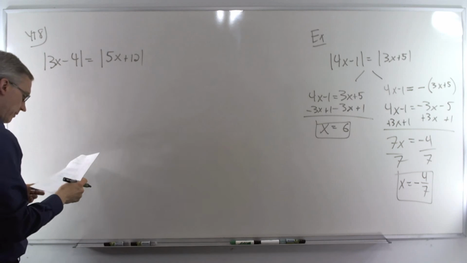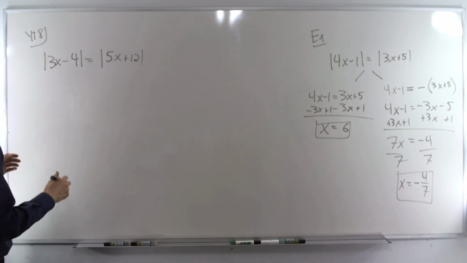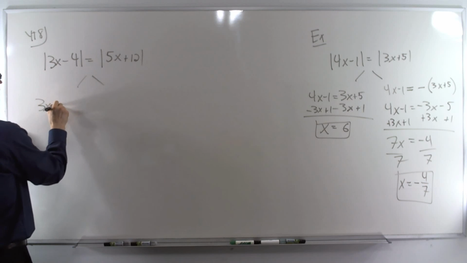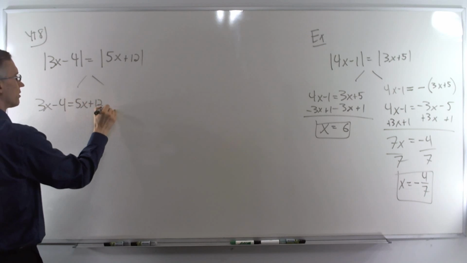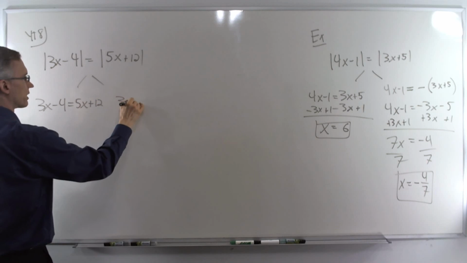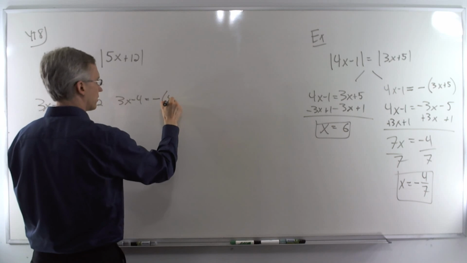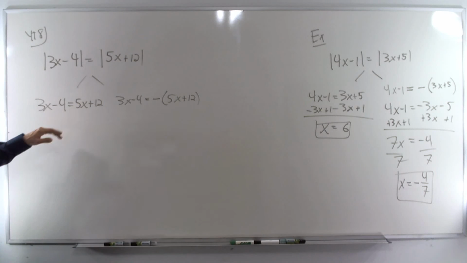Absolute value of 3x minus 4 equals absolute value of 5x plus 12. All right, let's break this up into two equations. We got 3x minus 4 equals 5x plus 12. And on the other side, we got 3x minus 4 equals the opposite of 5x plus 12. Let's solve this one first.